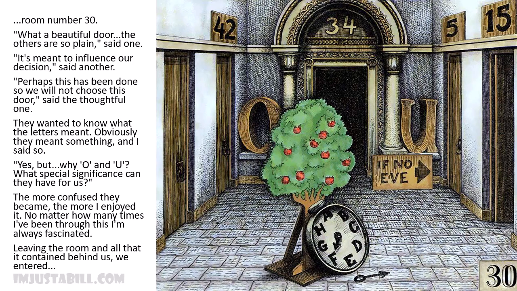Let me read the dialogue here. Room number 30. "What a beautiful door. The others are so plain," said one. "It's meant to influence our decision," said another. "Perhaps this has been done so we will not choose this door," said the thoughtful one. They wanted to know what the letters meant. Obviously, they meant something, and I said so. "Yes, but why O and U? What special significance can they have for us?" The more confused they became, the more I enjoyed it. No matter how many times I've been through this, I'm always fascinated. Leaving the room and all that it contained behind us, we entered, and that's where the dialogue ends.